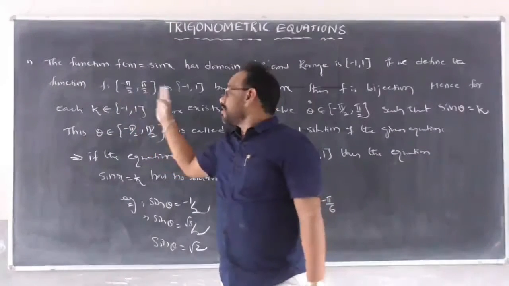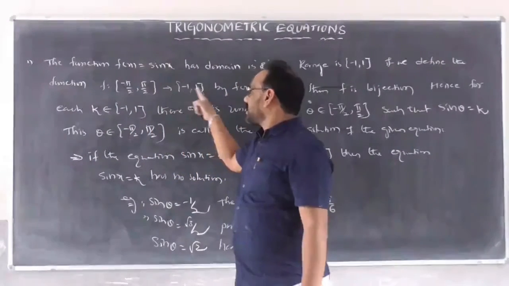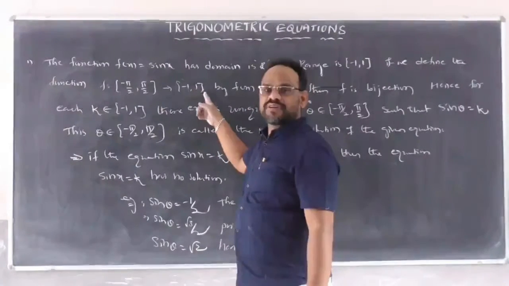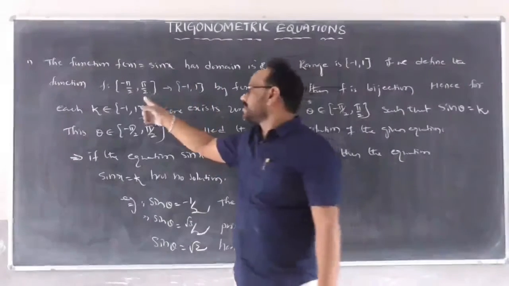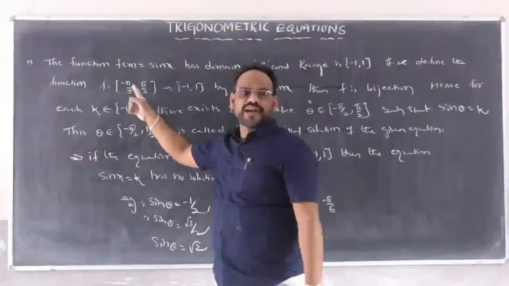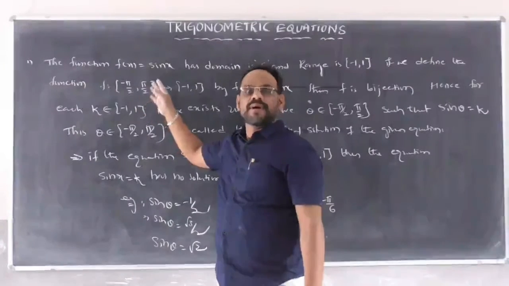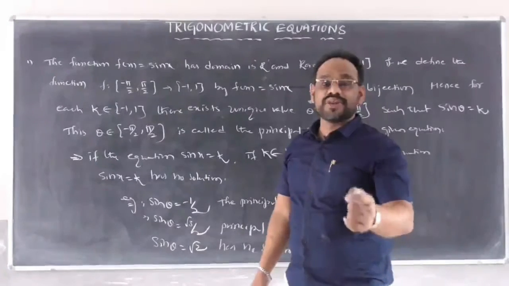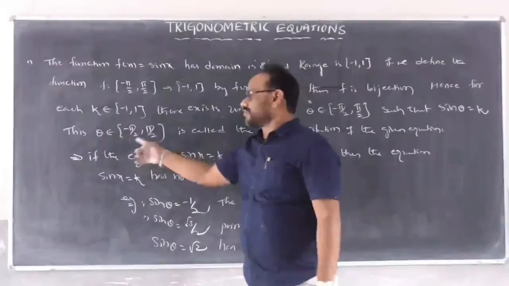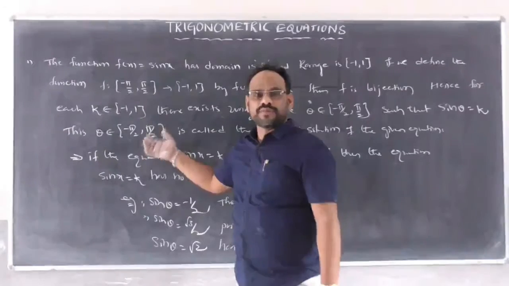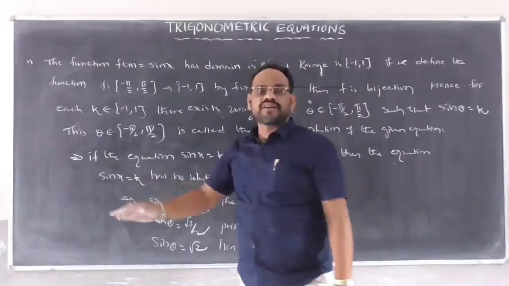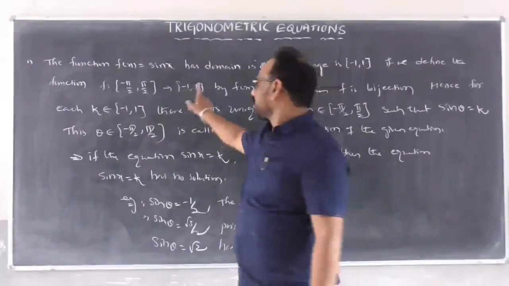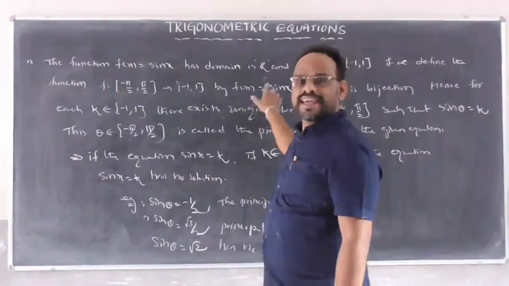So for every k belonging to the closed interval minus 1 to plus 1, there exists a unique value theta which belongs to the closed interval minus pi by 2 to plus pi by 2. In this situation, this theta is called the principal solution of the given trigonometric equation, which is f of x equals sin x.